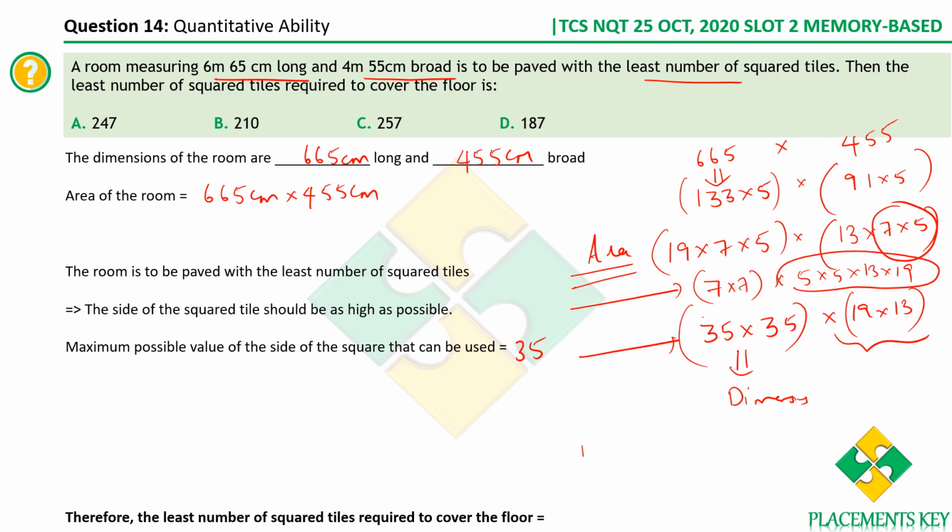So what is 19 into 13? 13 20s is 260. 260 minus 13. 260 minus 13 is 247. Yeah, which is option A.